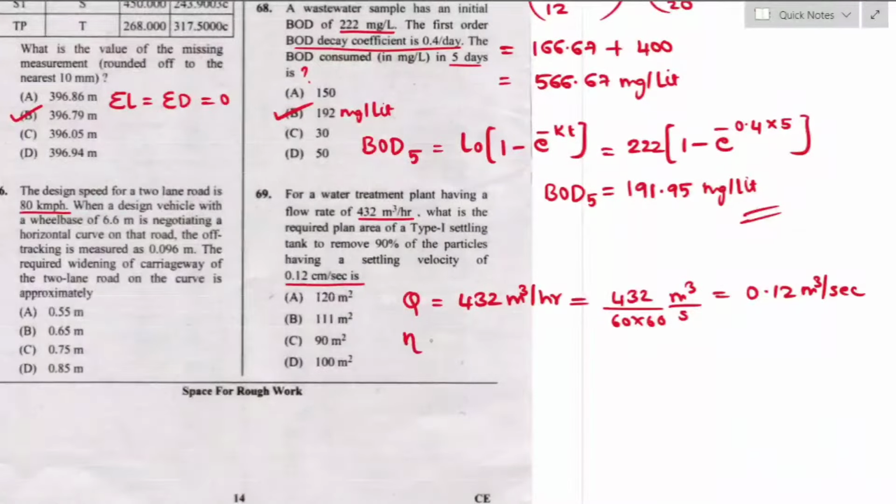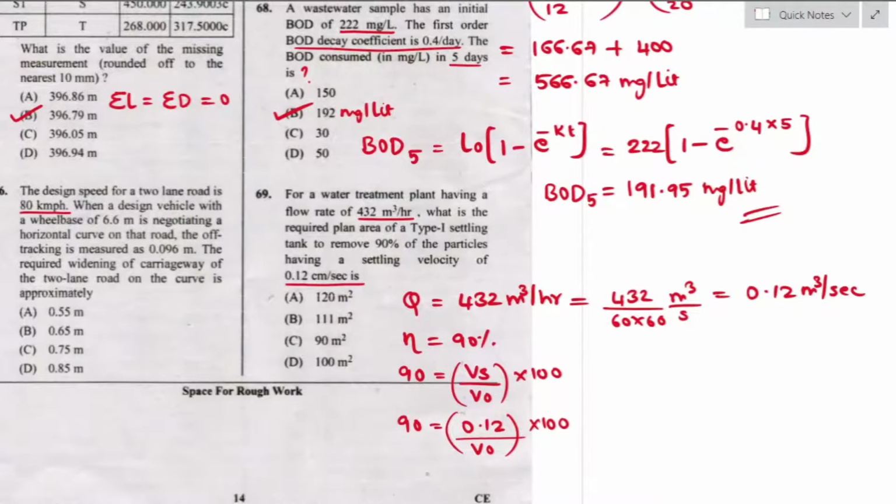Efficiency of removal of the bacteria is 90%. So 90% is equal to settling velocity divided by overflow velocity into 100. Settling velocity is given as 0.12 centimeter per second. Overflow velocity we have to find. Therefore overflow velocity will be 0.133 centimeter per second.